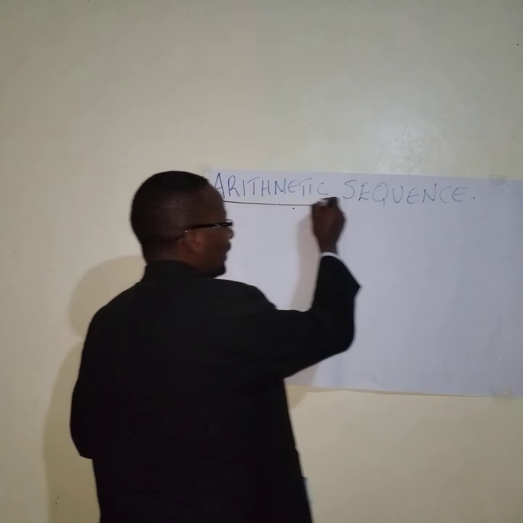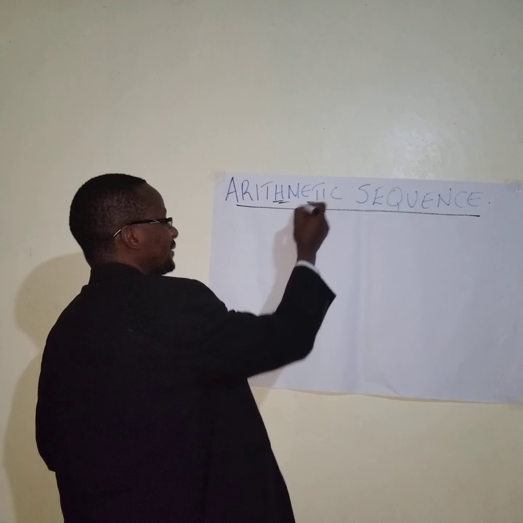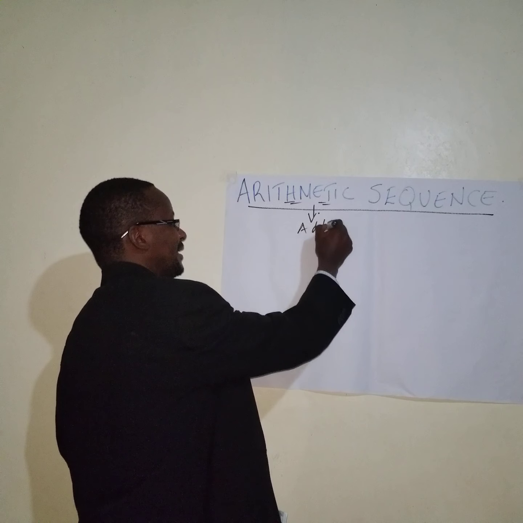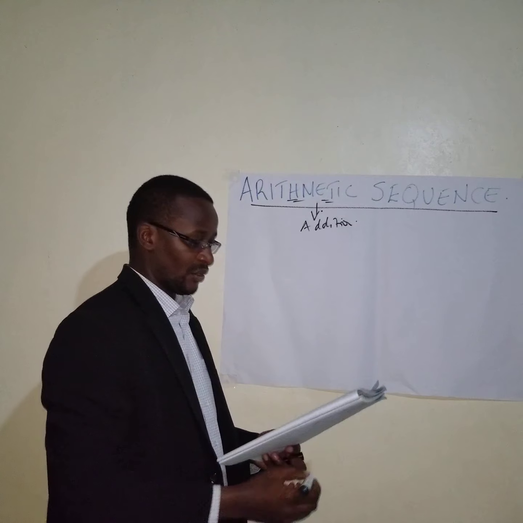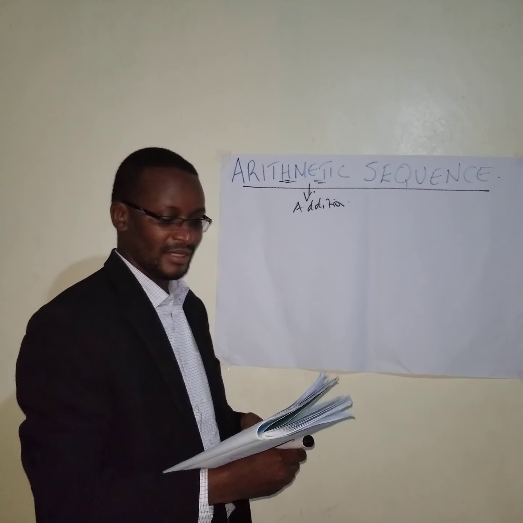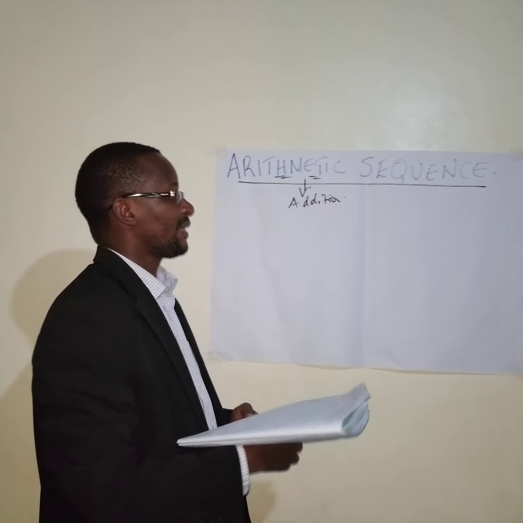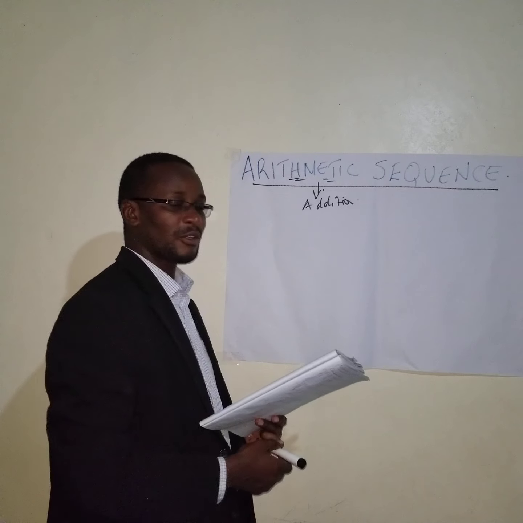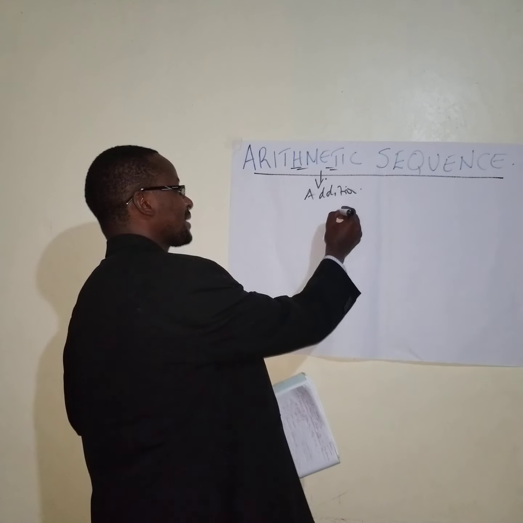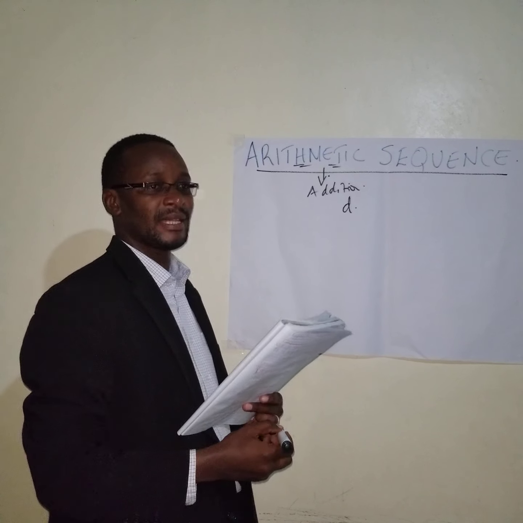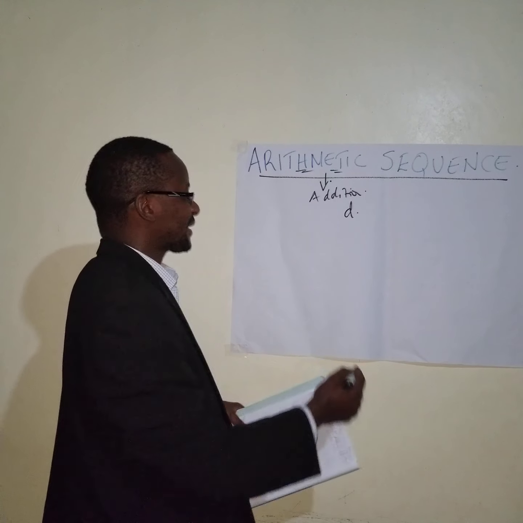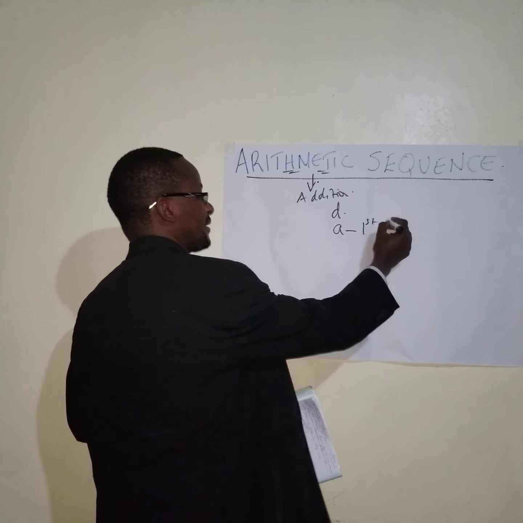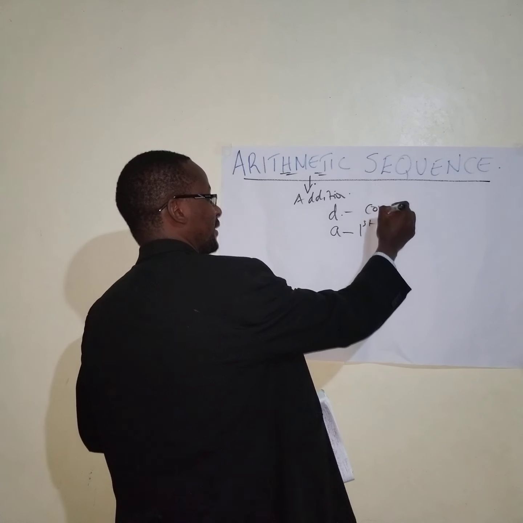This name, from the word arithmetic, gives you some idea of addition. There is something that is being added. So actually, this is a type of sequence whereby there is a common difference between any two terms. And that common difference is normally given the symbol D. The first term is normally referred to as A.